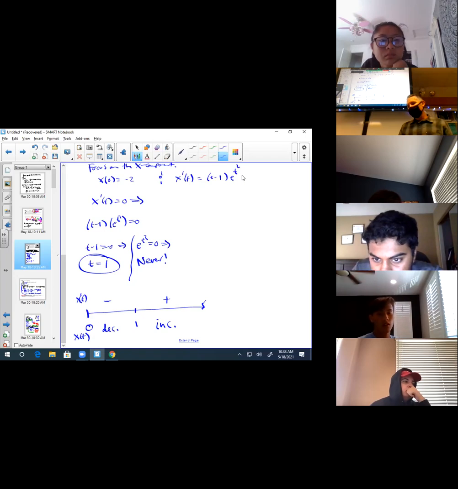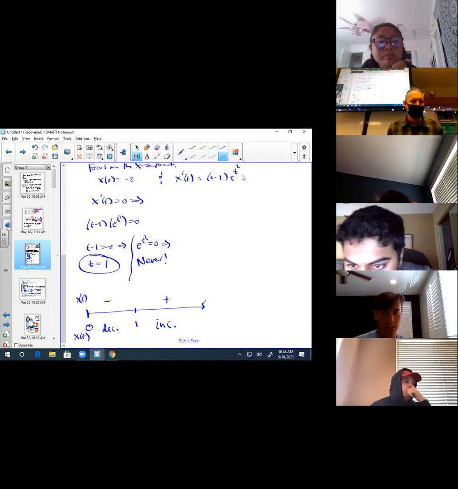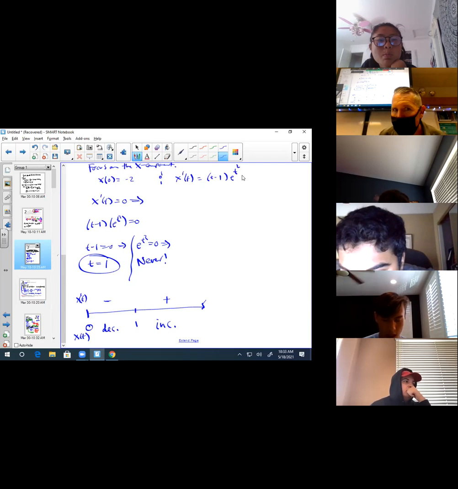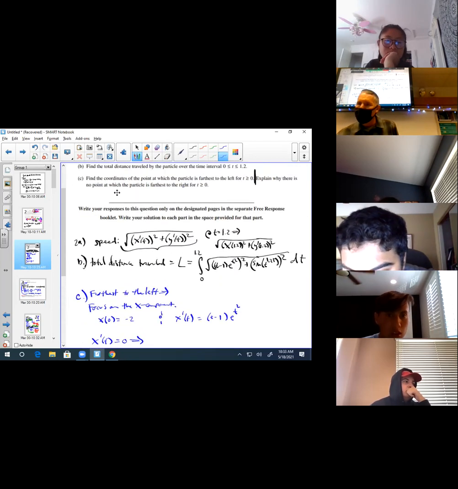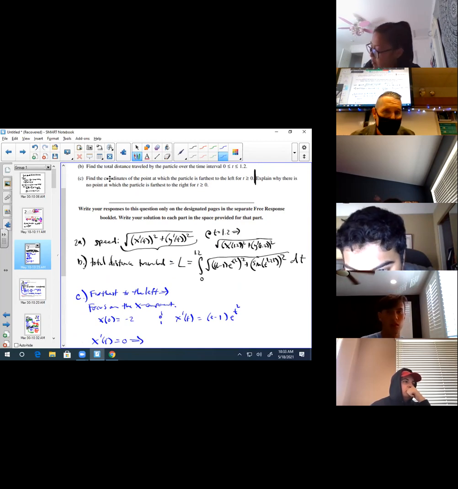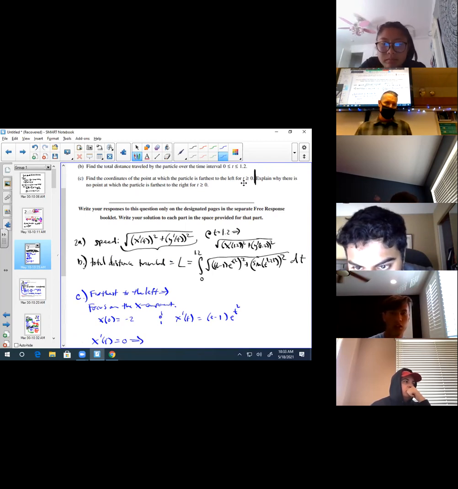So here's what this tells me. This tells me that at t equals 1, the particle is farthest to the left. That's not the question that they asked. So if you put t equals 1, you didn't answer the question. Let's go back and see what that question was, or what they told us to find. Find the coordinates of the point at which the particle is furthest to the left.